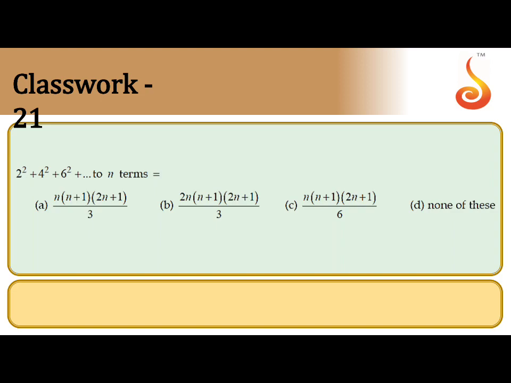So now the question which is given: 2 square plus 4 square plus 6 square and so on up to n terms. There are two methods. One is the verification method, the other method is solving.